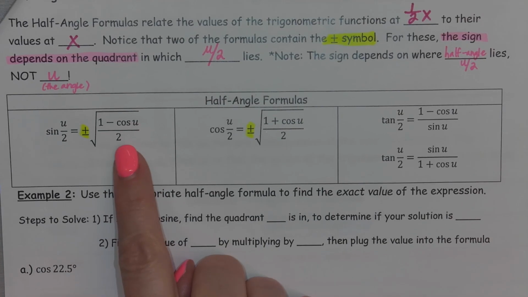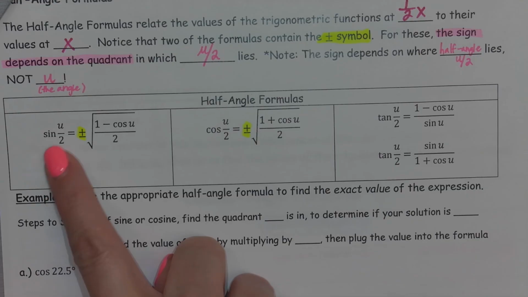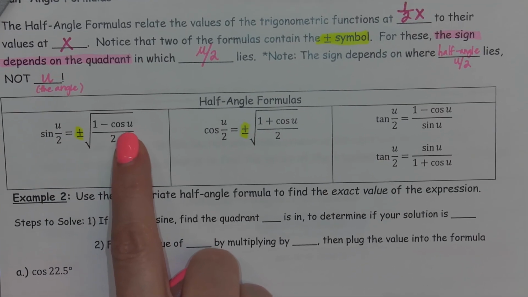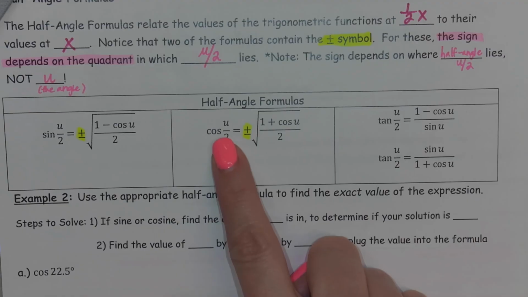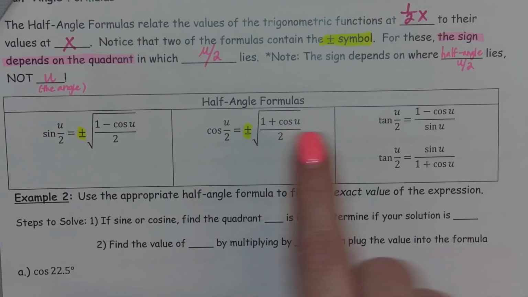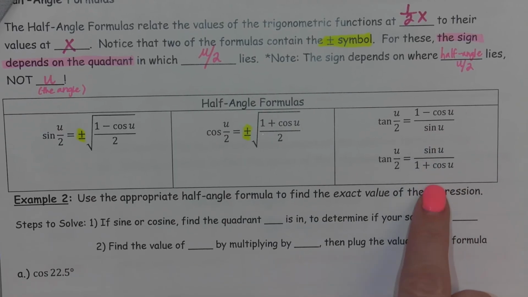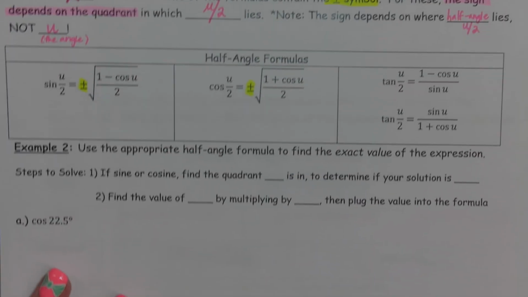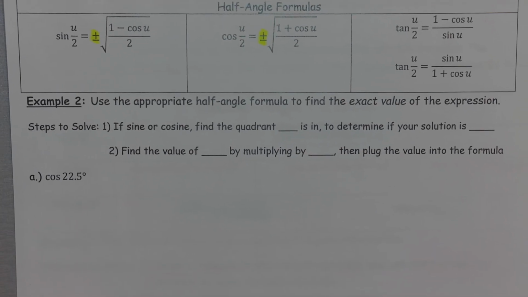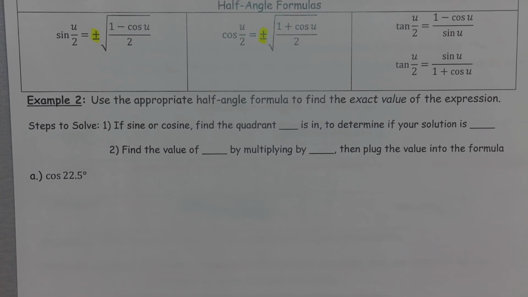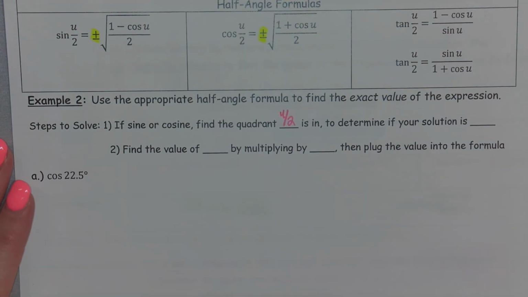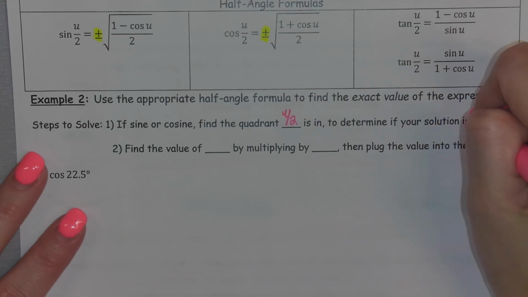Okay, so look at these half angle formulas. In order to find the half angle of sine, you have to know the cosine of u. In order to do the cosine half angle, you have to know the cosine of u. And for tangent, you need to know both the sine and the cosine, no matter which one you choose. And for tangent, you don't have to worry about figuring out if it's plus or minus. So when you're using that appropriate half angle to find the exact value, if it is sine or cosine, you're going to find the quadrant that the half angle is in to determine if your solution is positive or negative.